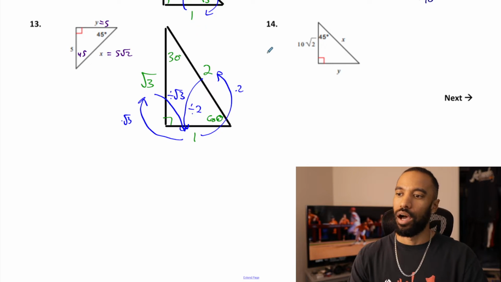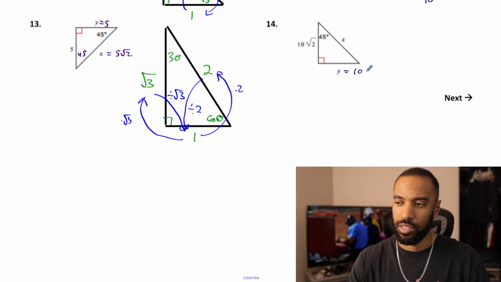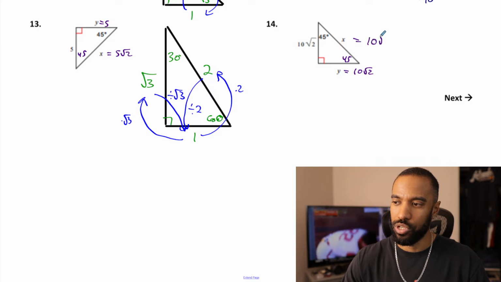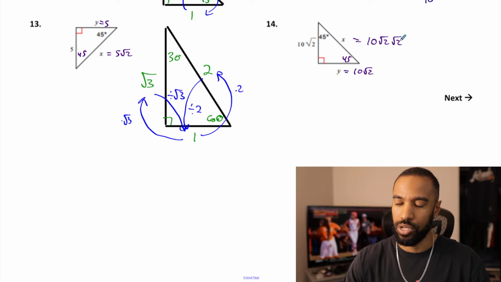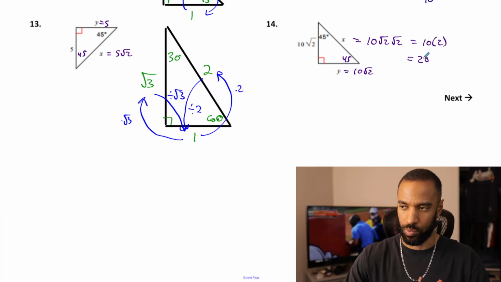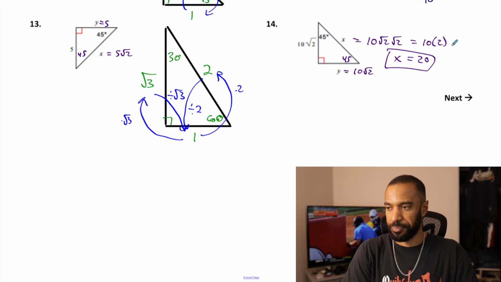Okay. Number 14, same-ish. We have a leg. So here's the other leg, y. This is 10 root 2. It's a 45, 45, 90. Now x is going to be taking the 10 root 2 and multiplying that by root 2. Well, root 2 times root 2 is 2, and 10 times 2 is 20. So x equals 20.